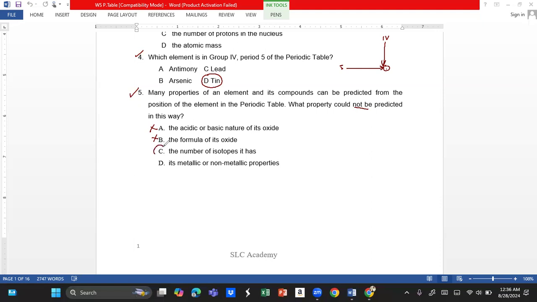Option C is correct. This is also... Hope you understand. So now let's move to question number 6. If you understand, it's okay.